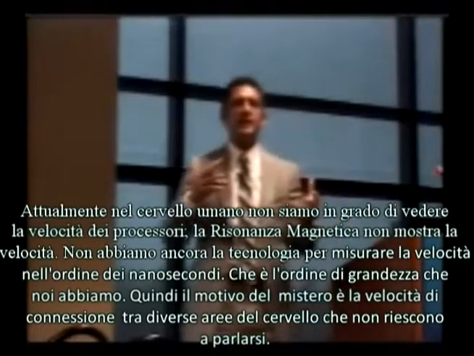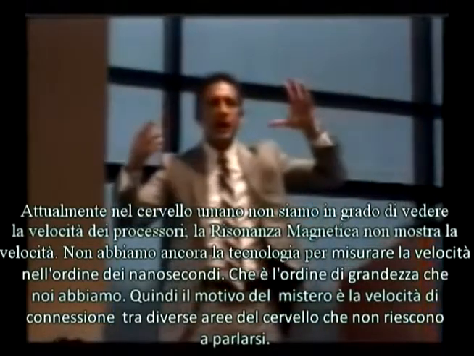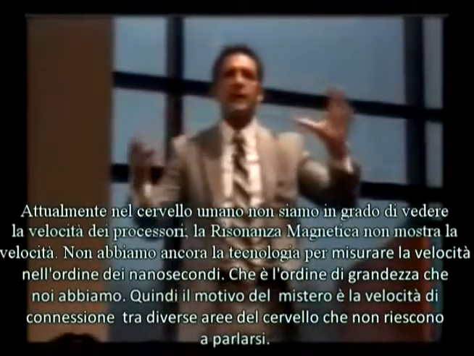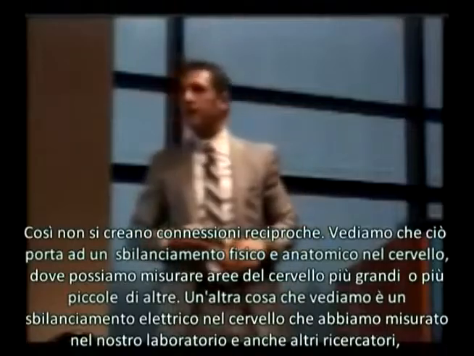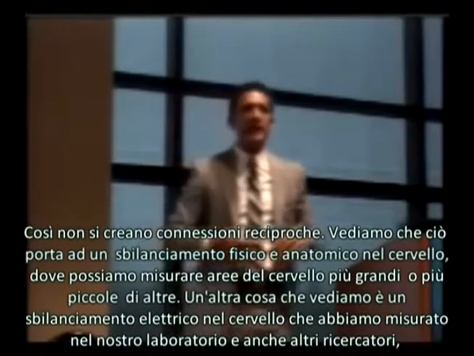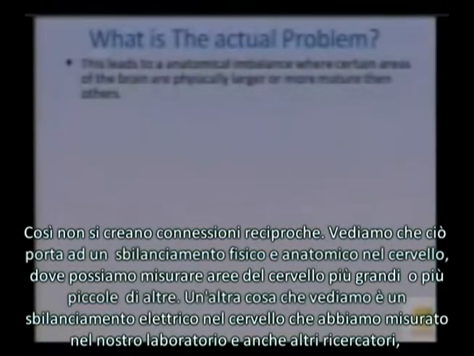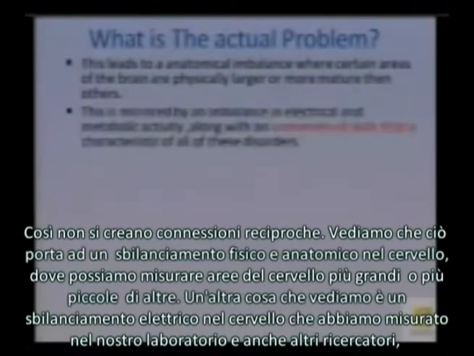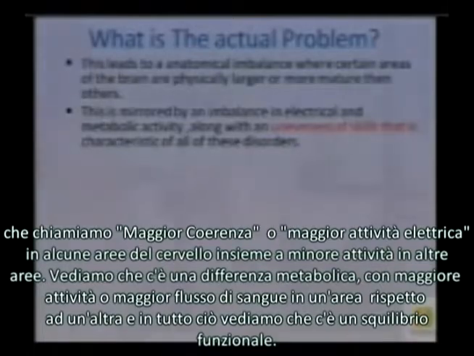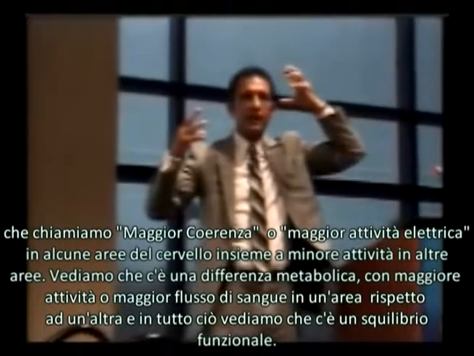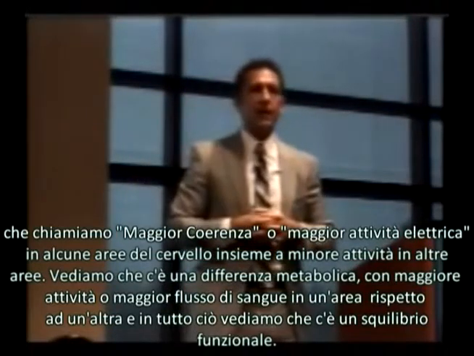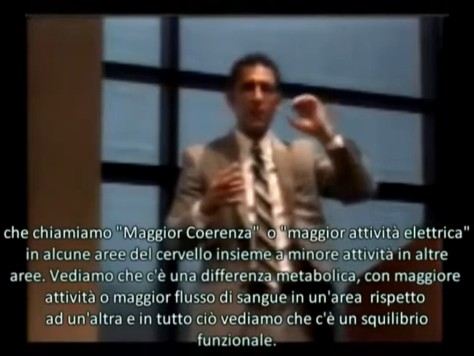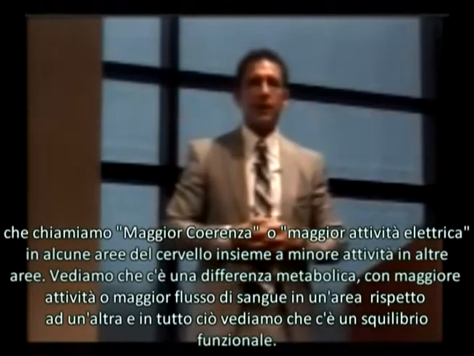So the reason why it's so mysterious is because the primary problem is one of timing, and then the connections: areas of the brain that aren't talking to one another don't build connections to one another. So what we actually see is that this leads to a physical anatomical imbalance in the brain, where certain areas of the brain are measurably larger or smaller than others. What we also see is that there's an electrical imbalance in the brain that we've measured in our lab and other researchers have shown, where we have what we call increased coherence, or more electrical activity in certain areas of the brain along with less activity in other areas. We see that there's a metabolic difference, where there's more activity or more blood flow in one area of the brain versus the other.